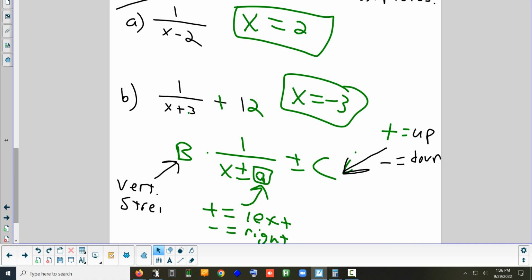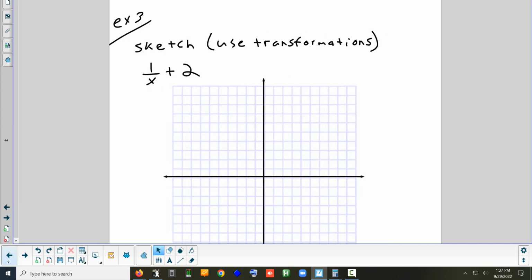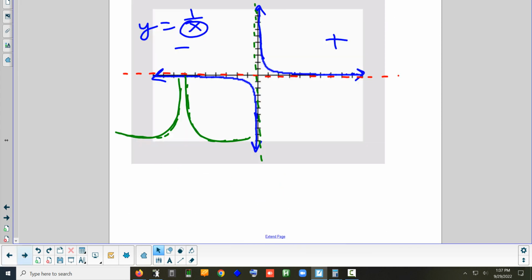So this is what you're looking for when you're trying to describe a rational function and how it's being changed. It has to be written as 1 over something. You have to have a 1 here. Because a 1 is what we used here. It's what we compare everything to. The fraction that had a 1 in the top.